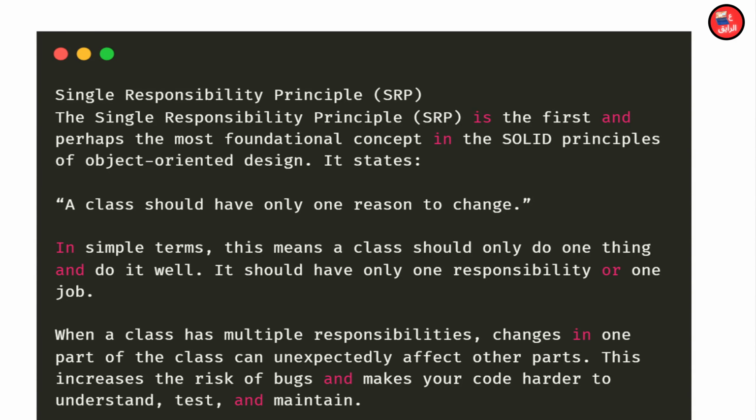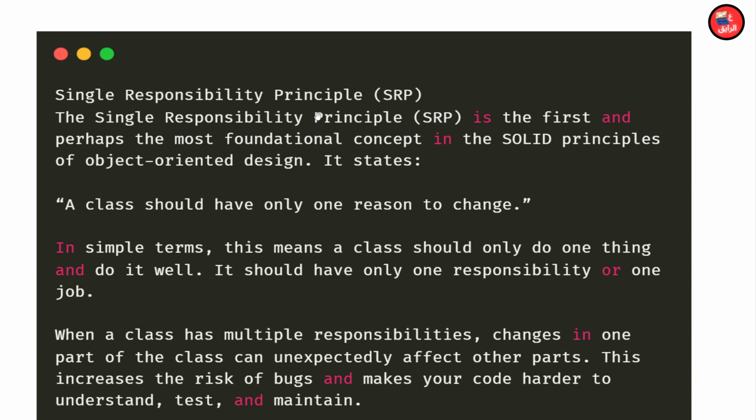Hello everyone. In this video we will talk about the first principle from the SOLID principles, which is S, which stands for single responsibility principle, known as SRP. Every character stands for a word: S stands for single, R for responsibility, P for principle.